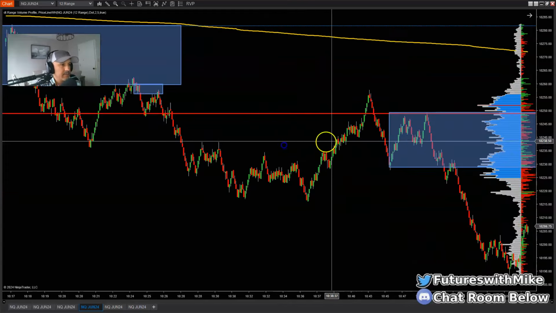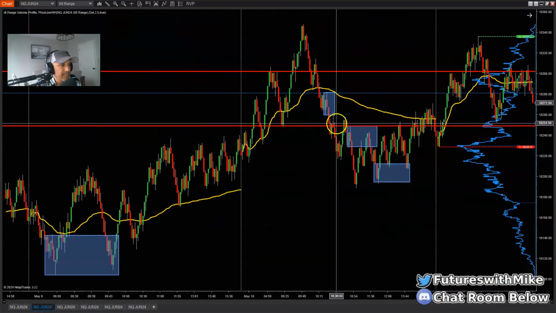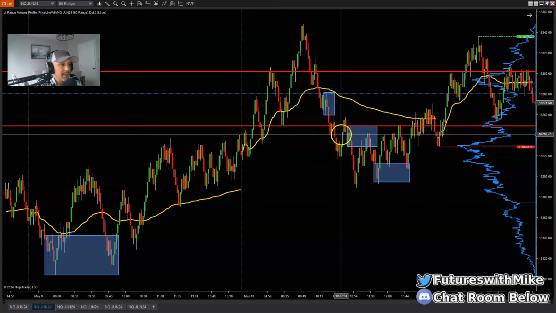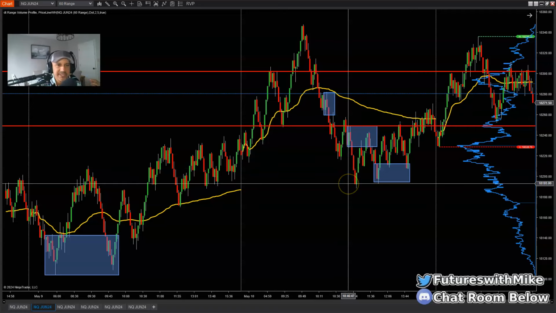Now, let me show you another setup right here, okay? The market taps into it, gets a rejection, breaks lower, okay? All right, it makes a new low. Then it pulls back. We have a new lower high, okay? And then it breaks structure again to the downside.